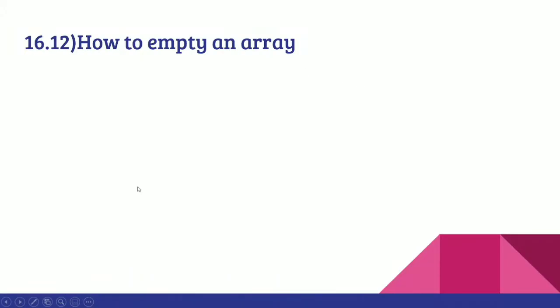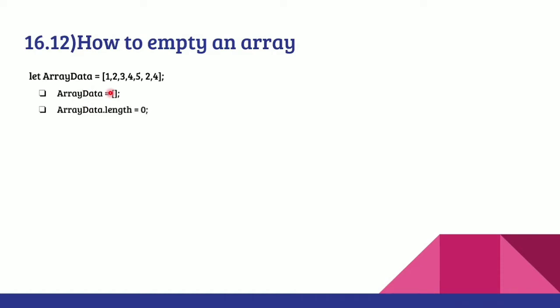Now we will see how we can empty an array. So we have been given an array named array_data with some values in it. Now I want to empty this particular array. Firstly, I can reassign array_data with an empty array value. Secondly, I can write array_data.length = 0.